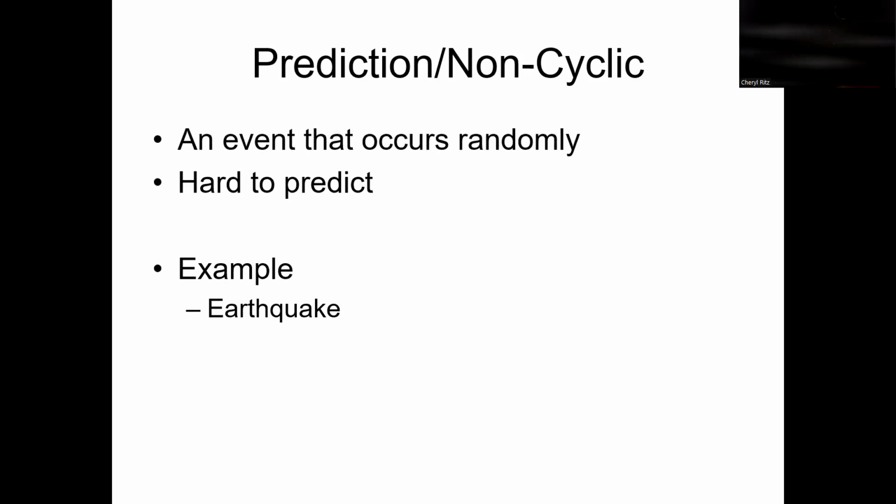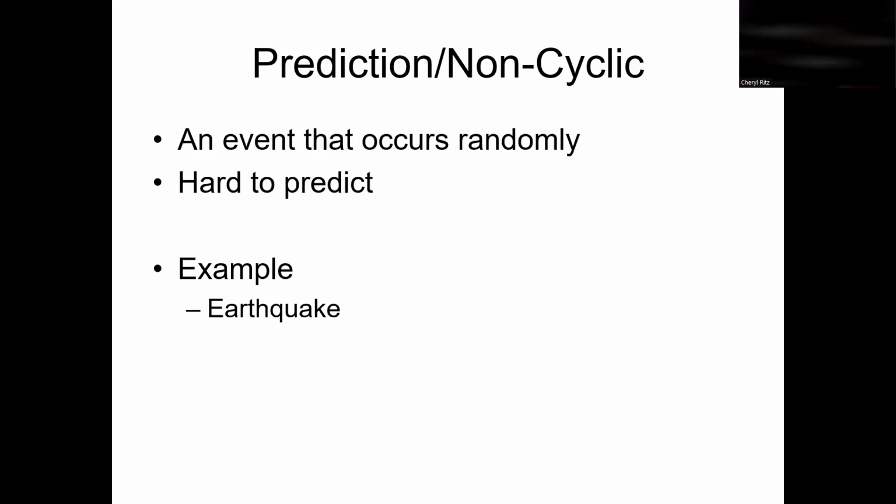Okay, let's stick with the earthquake. Non-cyclic is an event that occurs randomly. They are hard to predict. And you said earthquake, but why were you hesitating with earthquake? Well, because there are these machines. Seismographs. Yeah, seismograph. So they know when it's happening, but they can't predict them. Yeah. And same with a blizzard too.